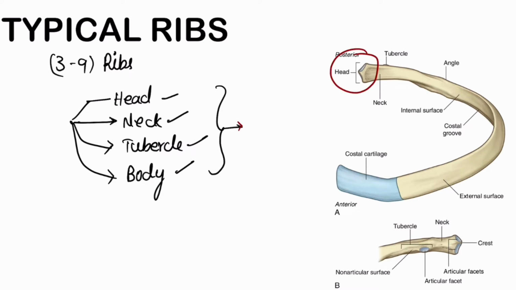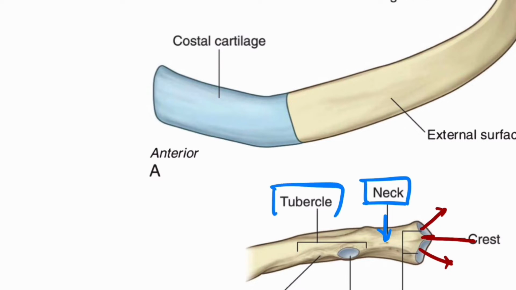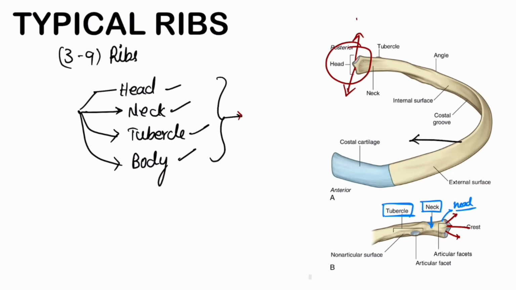This is the head. This head contains the superior facet and the inferior facet. Let us zoom in. This is the superior facet here and this is the inferior facet. These two facets are separated by the crest of the head. This is the crest here. This is the neck. This neck connects the tubercle and the head. This is the head and this is the body of the rib.